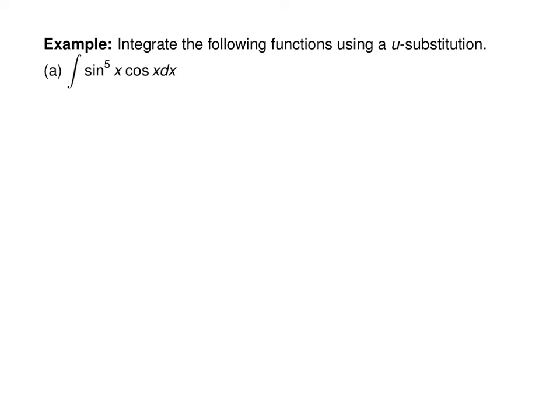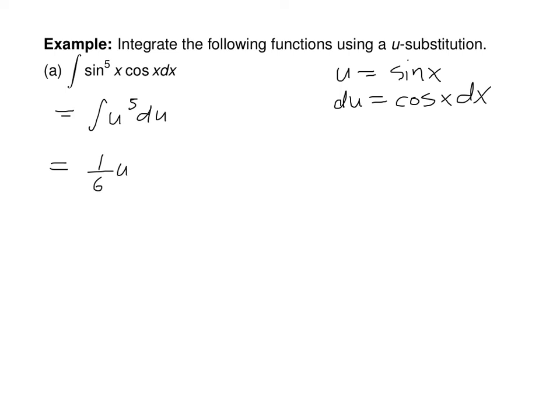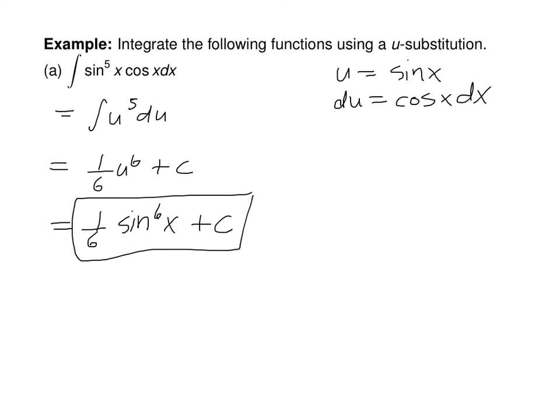So for this particular integral, if we let u equal sine of x, then du is equal to cosine x dx. And this becomes the integral of u to the fifth du, which is 1/6 u to the sixth plus c, or 1/6 sine to the sixth x plus c. And what you should notice there is what we really needed for this to work is this cosine of x that ended up taking care of the du.